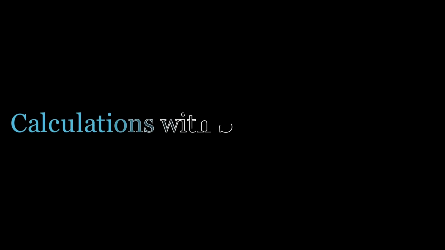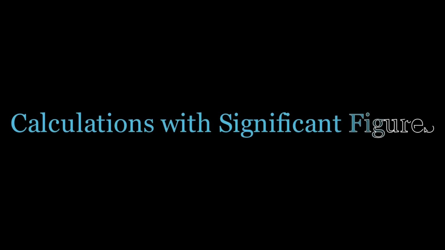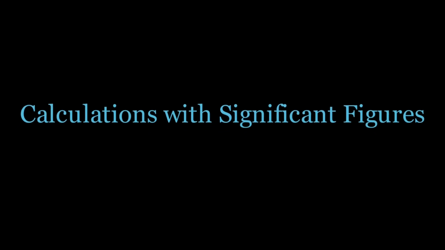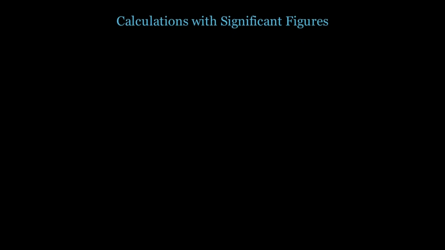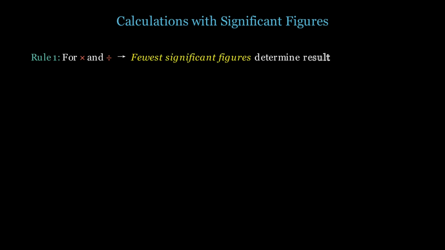Now that we understand how to count significant figures, let's talk about what happens when you perform calculations with them, since when we compute using numbers having uncertainties, the resulting numbers are also uncertain. First off, whenever you multiply or divide quantities, the final answer should have no more significant figures than the number with the fewest significant figures in the input.